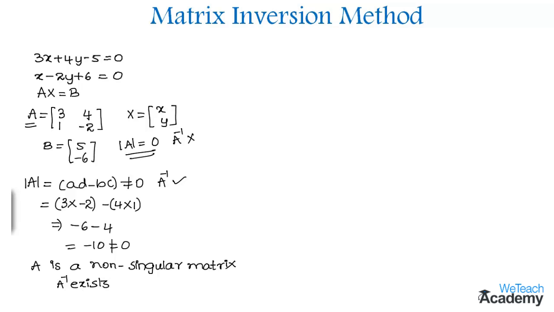The next step is to pre-multiply the equation AX = B with A inverse on both sides, and write A inverse into AX is equal to A inverse into B. That implies we can write this in the form of A inverse into A into X, which is equal to A inverse into B. We obtained this equation by using the associative property.